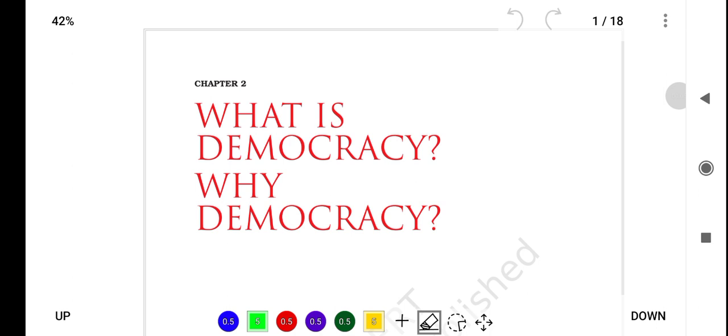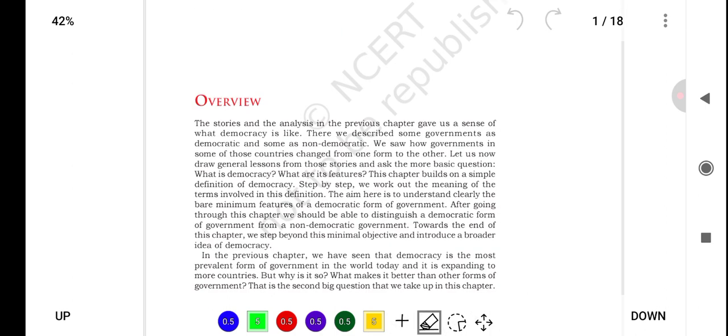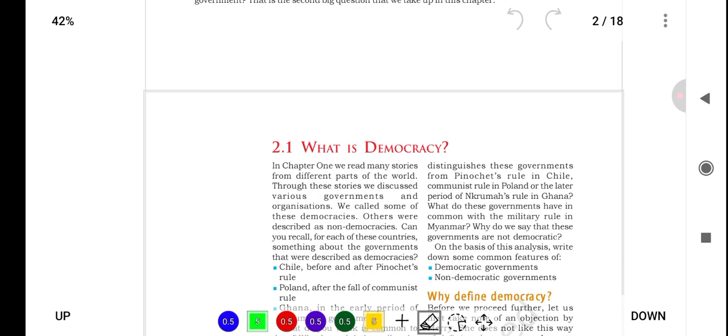So today we'll be heading on with chapter 2, that is what is democracy and why democracy. So first we'll have an overview. This chapter explores the definition of democracy, its features and distinguishing it from non-democratic governments. It aims to understand the minimum features of a democratic form of government and explores its popularity and advantages over other forms of government. Next we'll read about what is democracy.